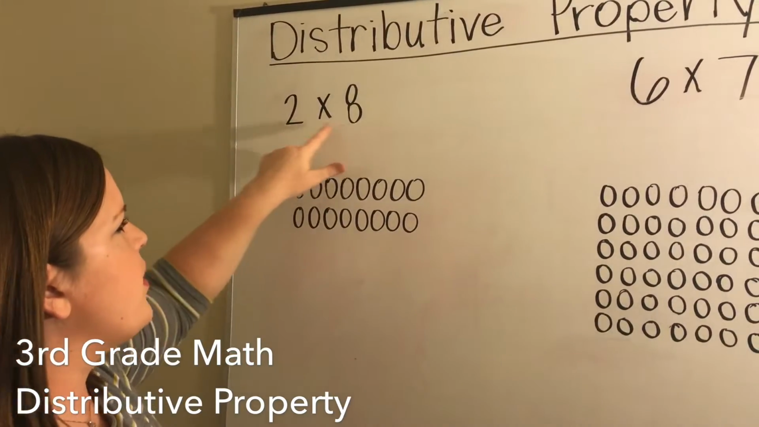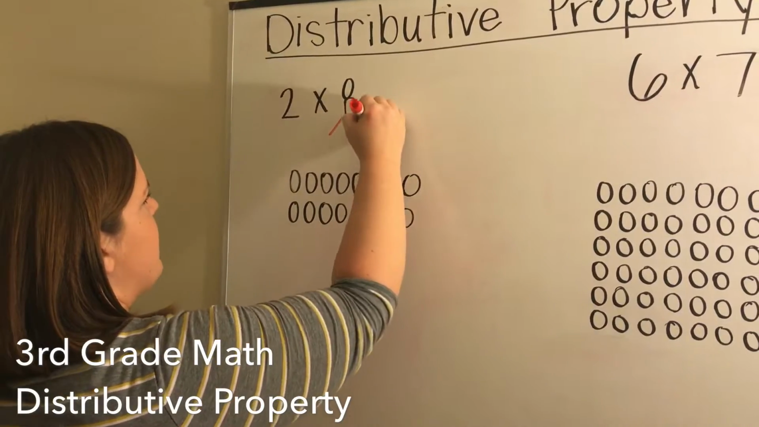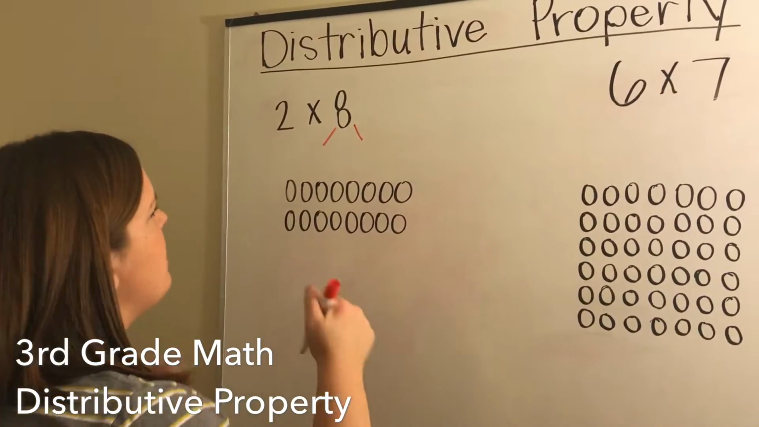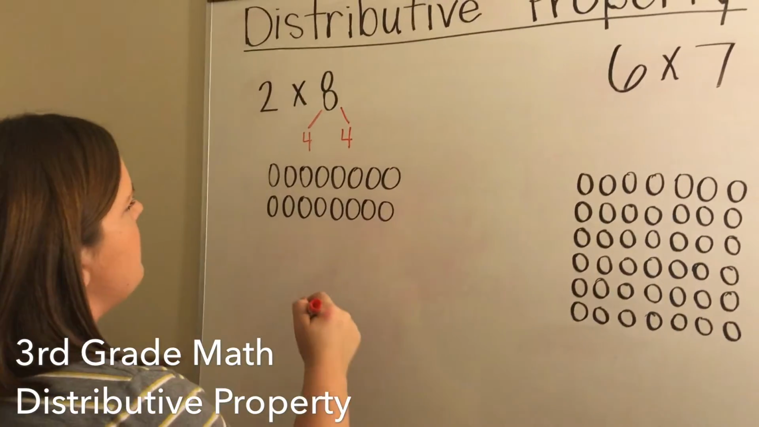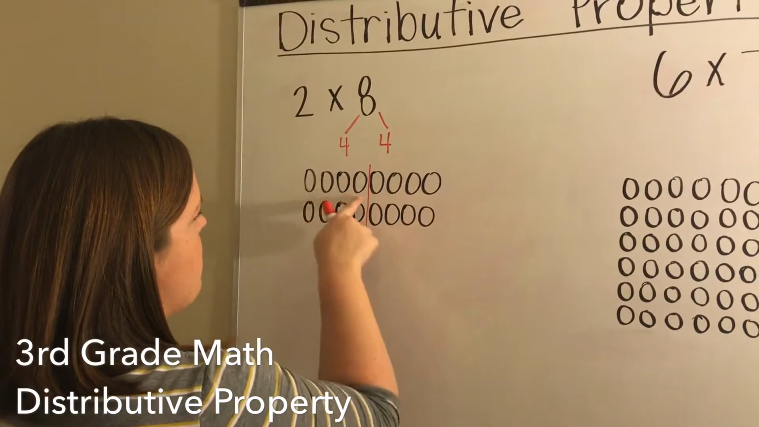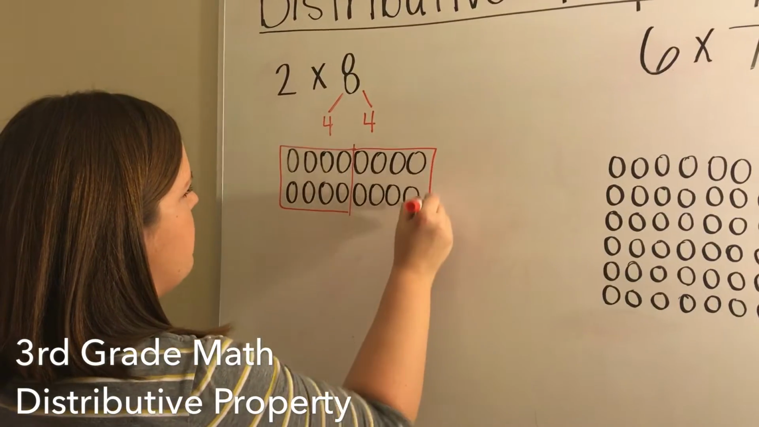2 is a pretty small number, 8 is a bigger number, so we're going to break that apart. You can break apart 8 into several ways. You could do 1 and 7 or 2 and 6. We're just going to do 4 and 4 because that's an easy way to break it apart. So I'm going to go across where I have 8 and I'm going to break it into 4 and 4. And now we have 2 smaller arrays that we can solve.